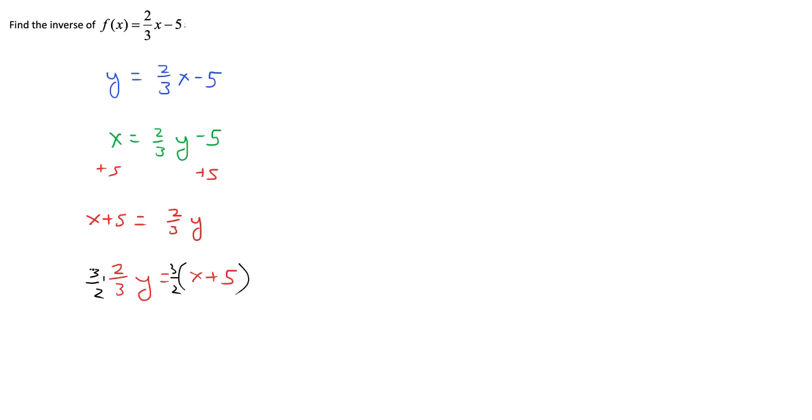You notice here that they cancel out. That's good. So we get the y by itself, and that's going to be 3 over 2 times, in parentheses, x plus 5. Now, if you want to distribute this 3 over 2, you can. Or if you just want to leave it like this, you can as well. When I say distribute, I mean 3 over 2 x plus 3 over 2 times 5. That gives us 15 over 2.